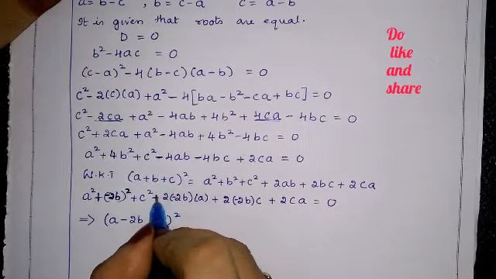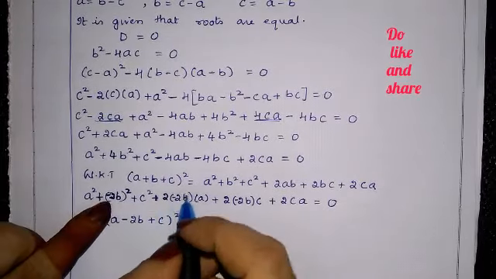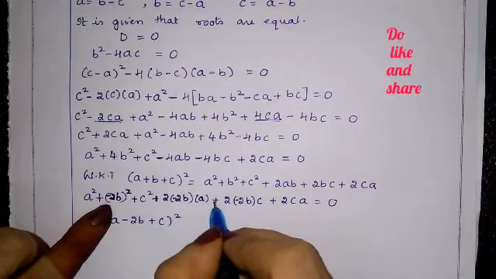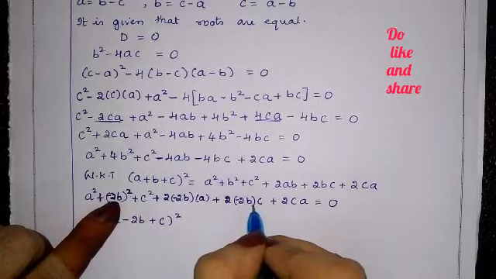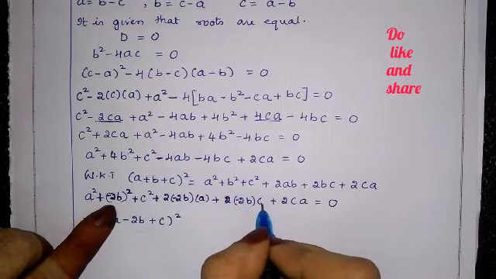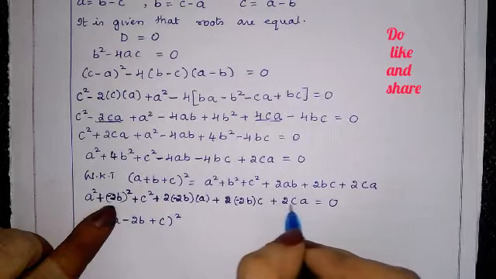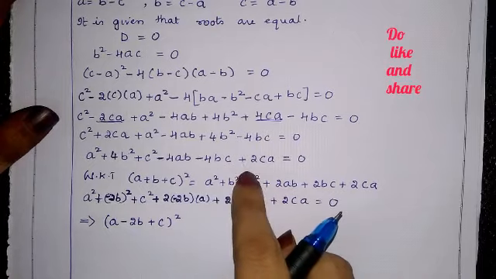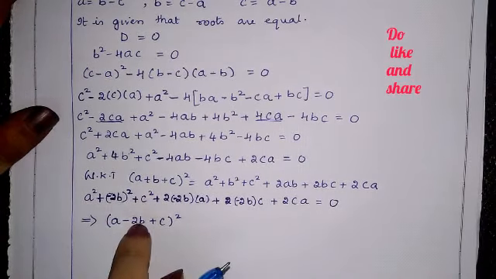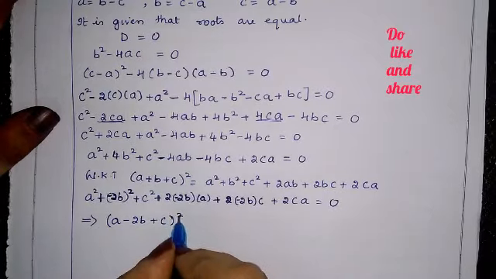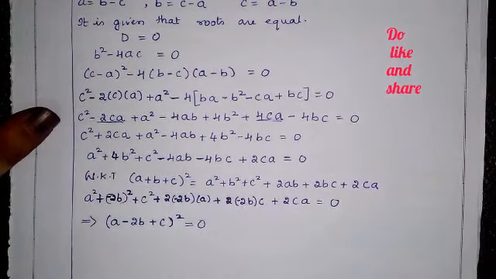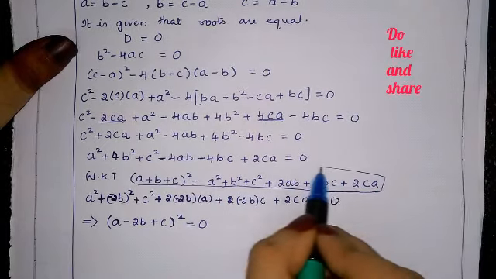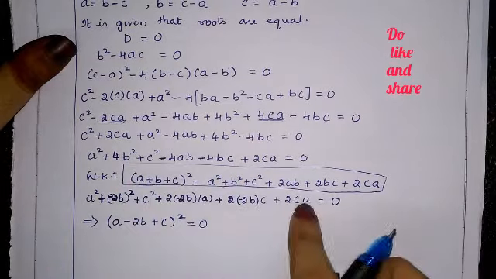Okay, then plus 2 into 2b into a, plus 2 formula, it is minus 2b because b is having minus 2b value, into c, plus 2ca. In this term b value is not there, so direct. So comparing with the formula, it is nothing but (a minus 2b plus c) whole square equal to 0. This is the answer. Here I have written the formula. You can compare this with the formula. This is what I have written.